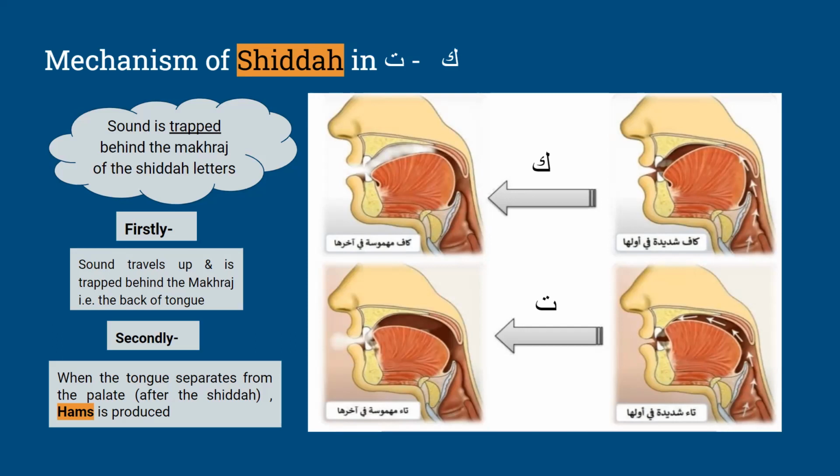The ta, look at the makhraj of the ta, which is the tip of the tongue touching the roots of the upper front teeth. The sound is blocked behind the makhraj. When you separate the tip from the upper gums, the front incisors, the hams will be produced. So apply shiddah first, and then apply the hams later. At. That's the mechanism of applying the shiddah for the kaf and the ta.